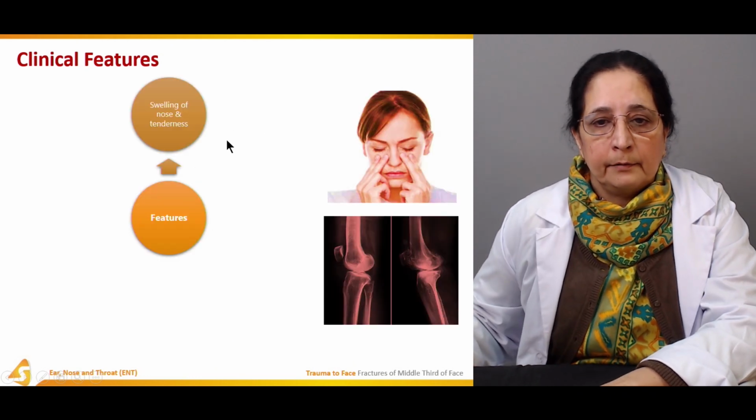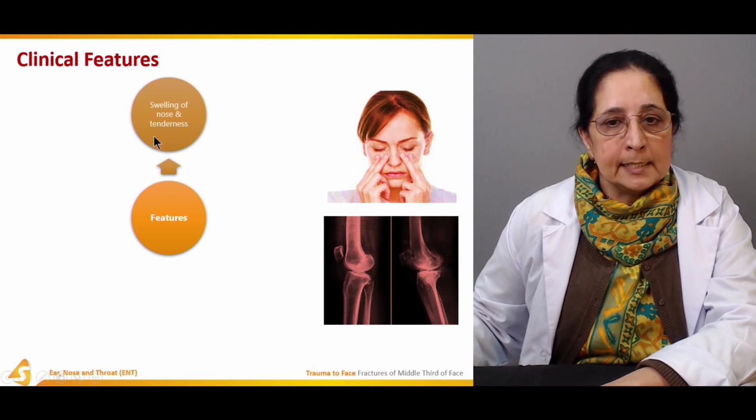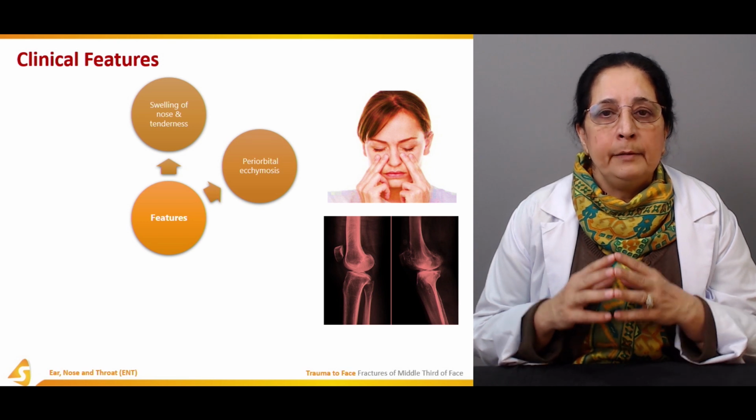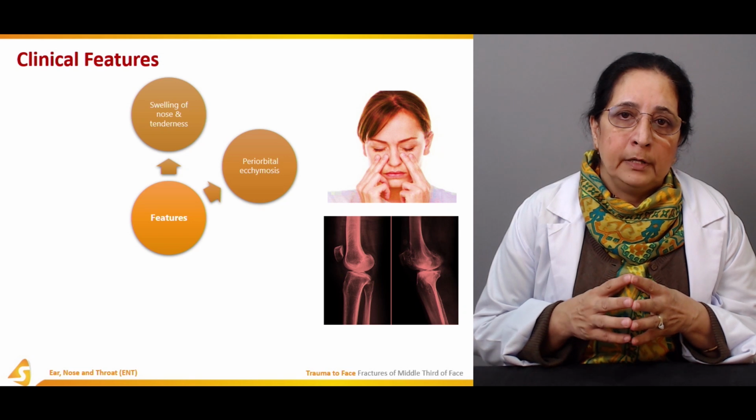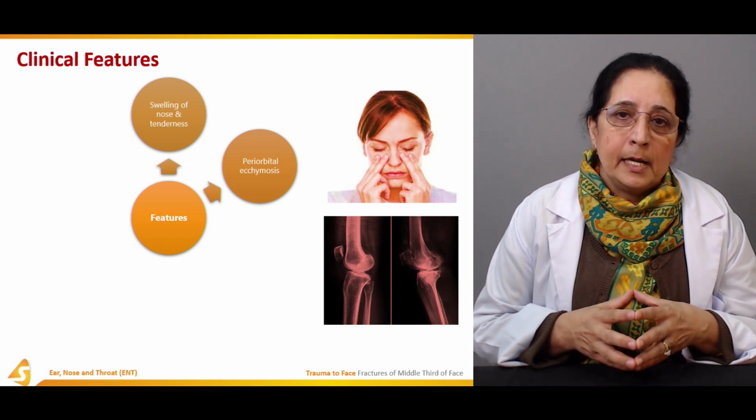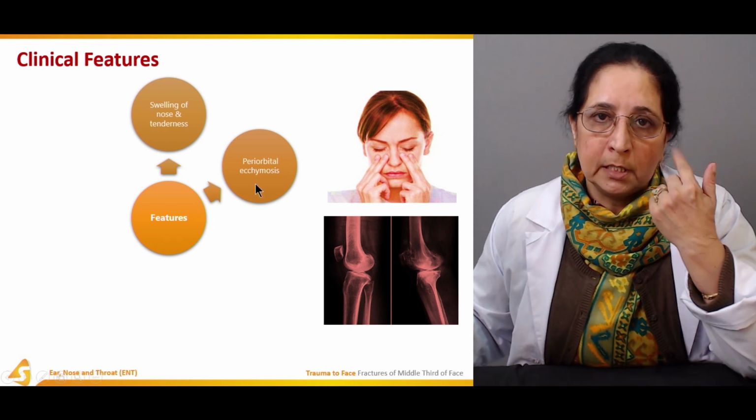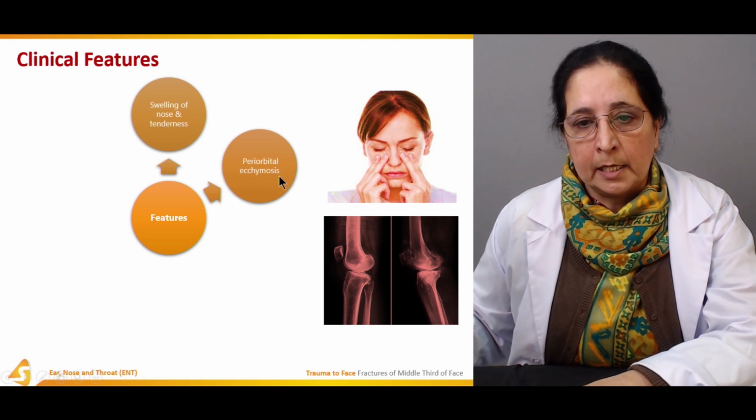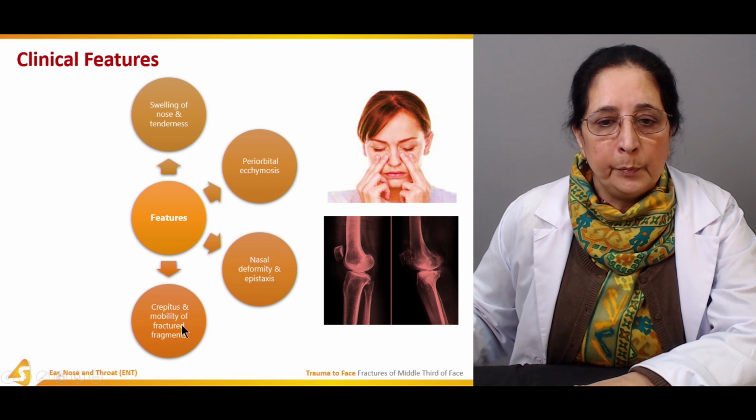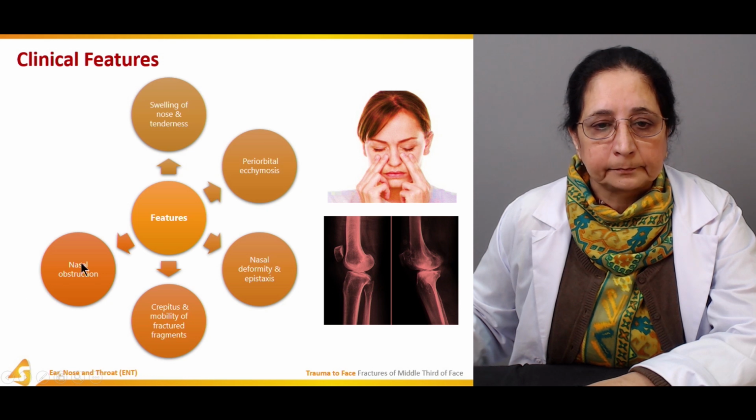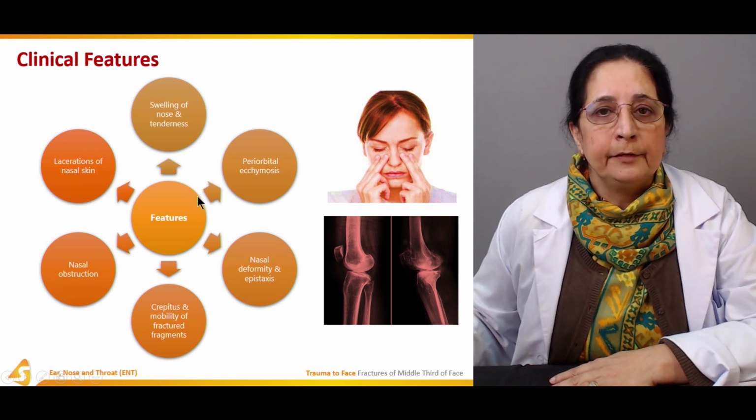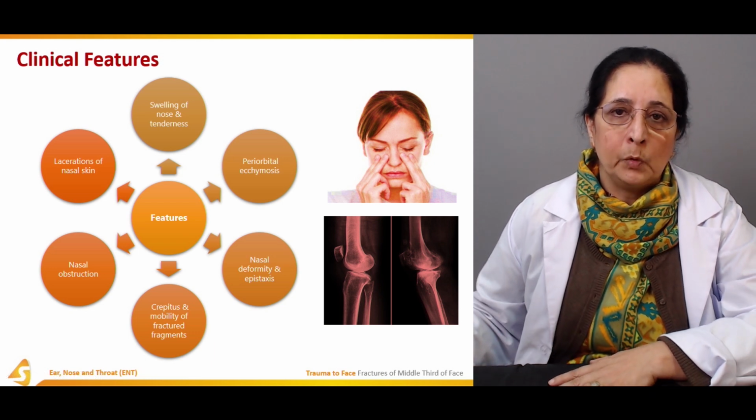Clinical features of fractures of the nose and face include swelling of the nose and tenderness with the fracture. It is important to know that if there is a fracture, usually very bad, fast swelling occurs in that region. With a soft tissue injury there is swelling and pain, but it is not as bad as with a fracture. There is ecchymosis around the eyes, periorbital bruises and ecchymosis. Nasal deformity and epistaxis, bleeding from the nose, are present. Crepitus and mobility of fractured fragments. Nasal obstruction and laceration of nasal skin. So all these are the clinical features associated with fracture of the nasal bone and septum.